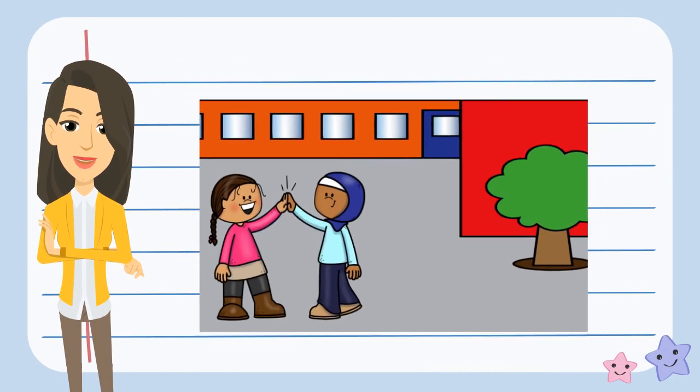Sometimes you can make a deal with your friend. For example, if you want to go on the swings, but your friend wants to go on the slide, you can make a deal. You'll go on the slide first, and then go on the swings after.